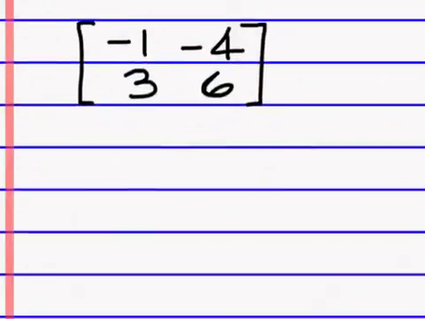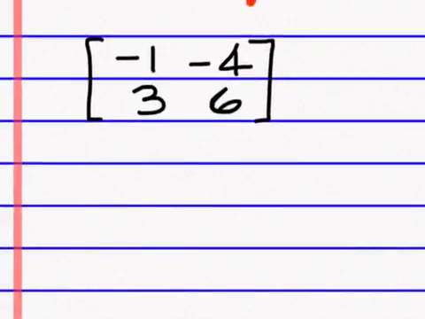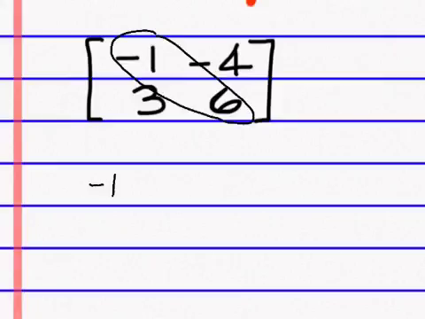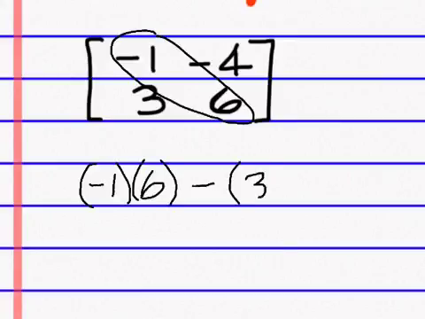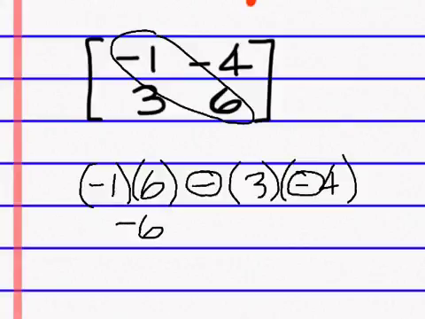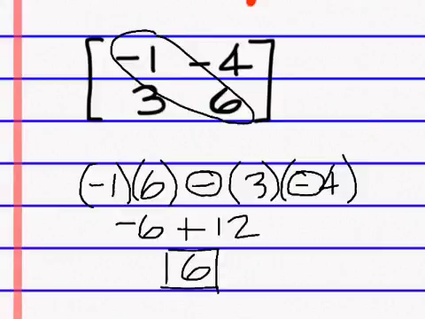Example number 2. Find the determinant. Multiply here first, -1 times 6, and then subtract 3 times a -4. That is -6 plus, because of the 2 negatives, 12. And the answer will be 6. 2x2s are the easiest. We'll start off doing a few of these before we go to 3x3.